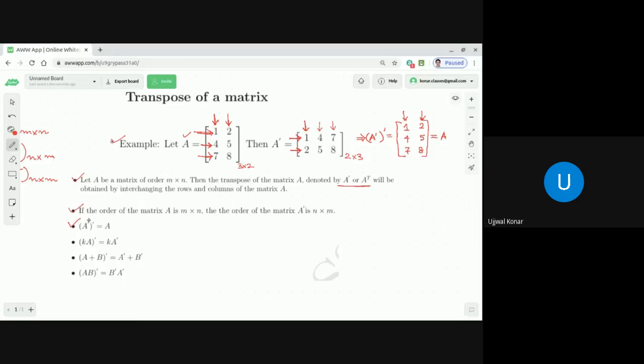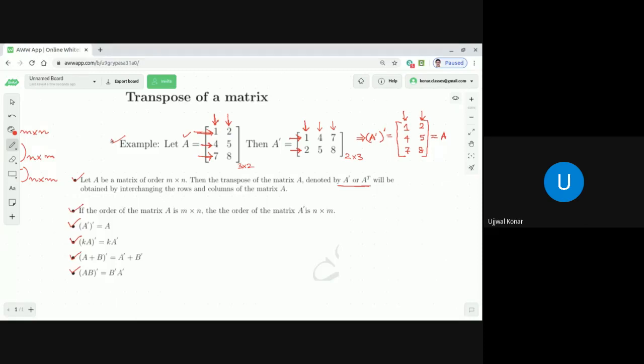And that is the second property. The third property, dear students, is K of A transpose. That means if each and every element of the matrix A is multiplied by K, it is as if you first take the transpose of the original matrix A and multiply by K, where K is a real number. The next property we see is that A plus B transpose is equal to A transpose plus B transpose. And the last one is very important, but there is a little difference here: A into B transpose is equal to B transpose into A transpose.